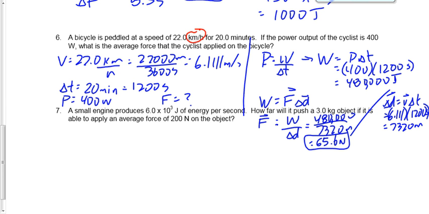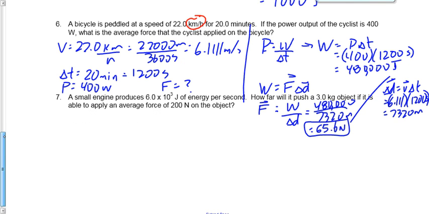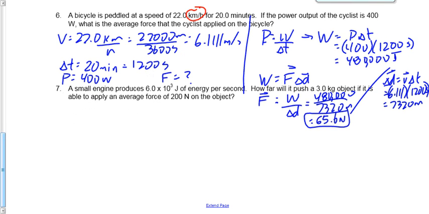Okay, number 7. Also a bit of a tricky one. 7 says a small engine produces 6,000 joules of energy per second. What do you got there? What variable is that? 6,000 joules of energy per second. You're not told whether that's work or energy or power or force or whatever. What is it? It's going to be power.